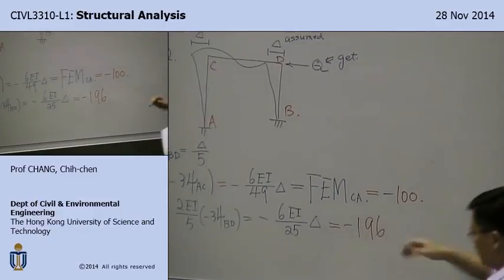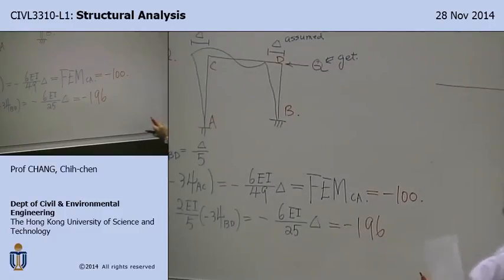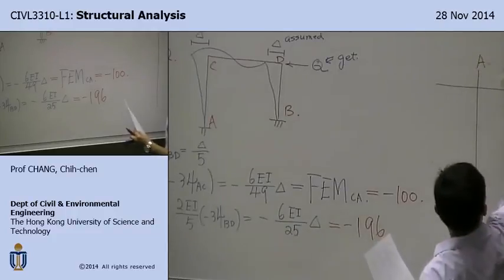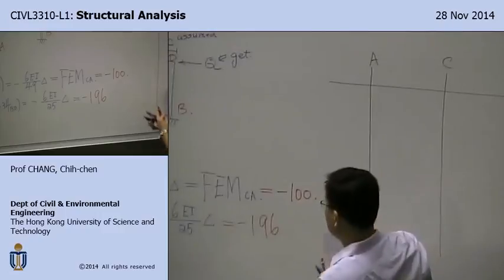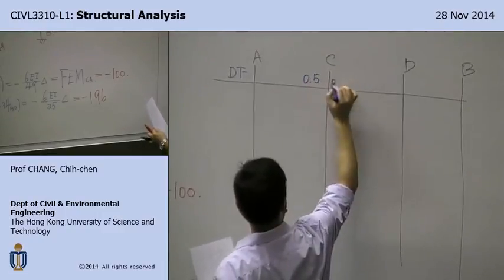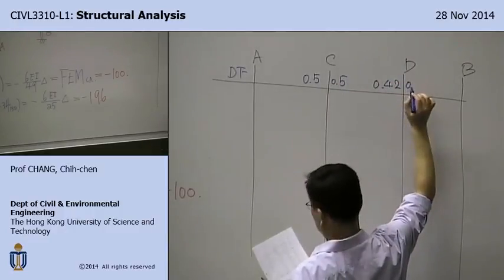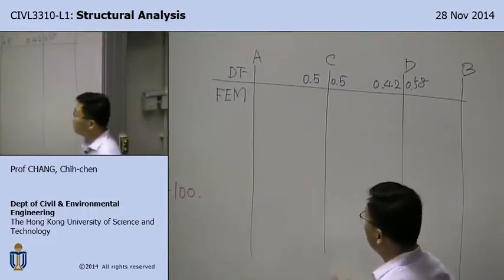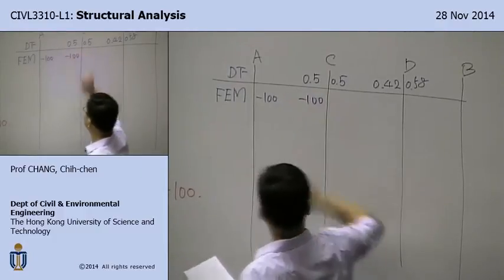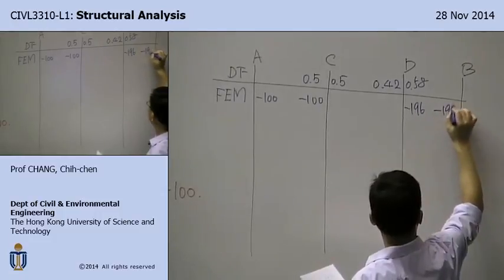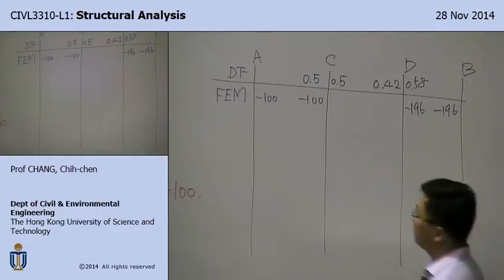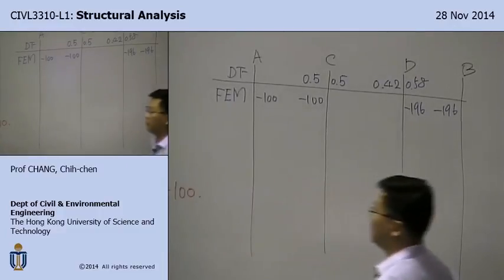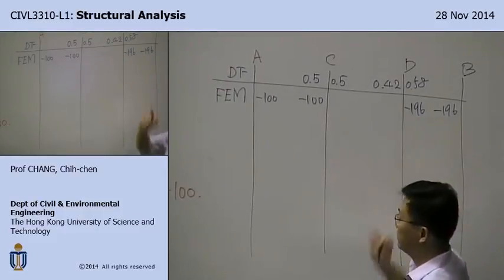So the second moment distribution goes like this. Okay, so start with the fixed moments. So there, minus 100, minus 100, minus 196, minus 196. All right, so highlight which one is assumed. We assumed clamped in order to get the fixed moments. These are originally clamped. So A and B are not assumed conditions, but C and D are assumed conditions.